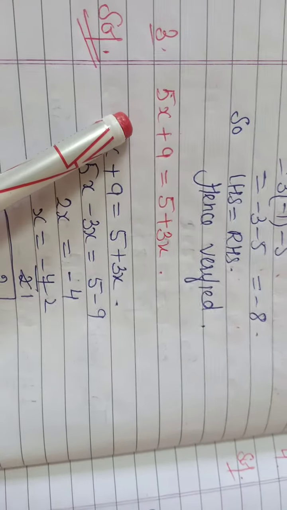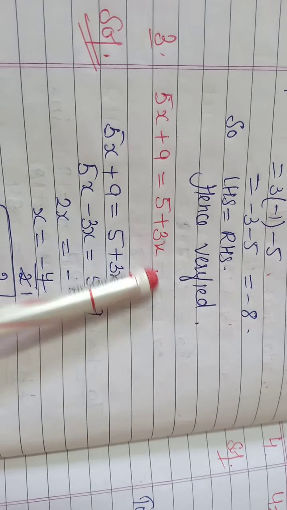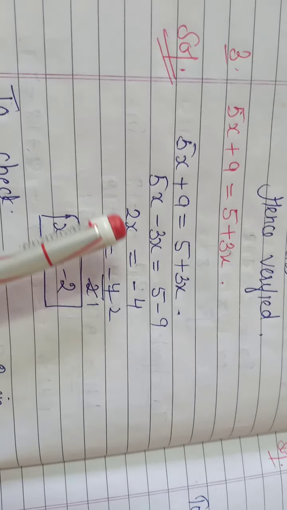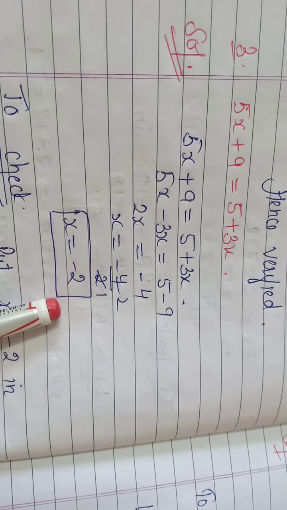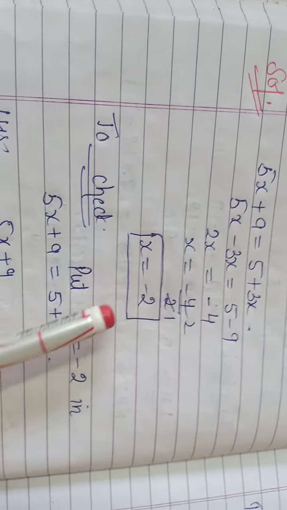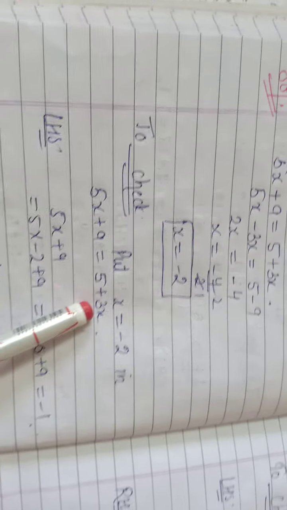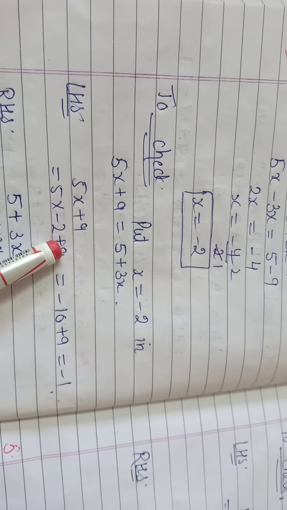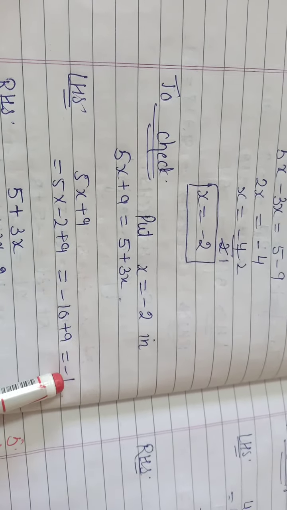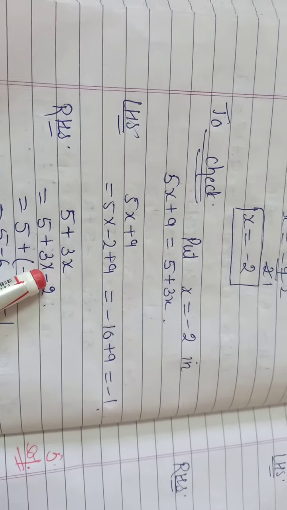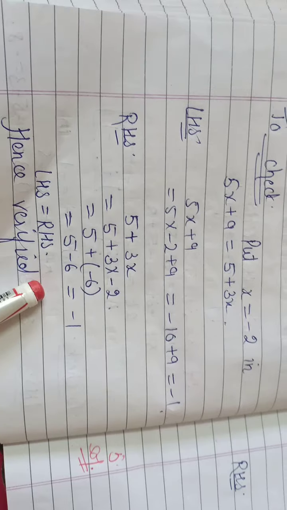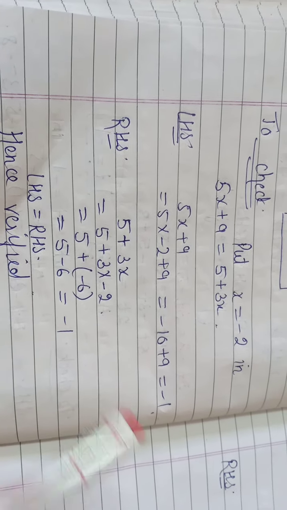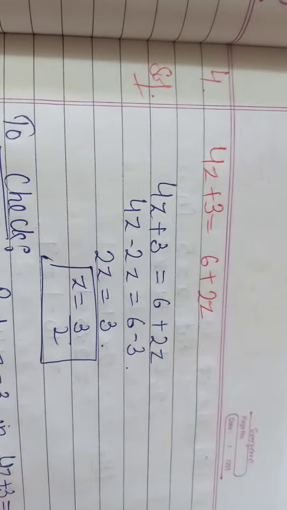So next question is 5x plus 9 is equal to 5 plus 3x. So variables are on one side and constants are on one side. So on solving we get x is equal to minus 2. So now check it by putting in the given equation. So put x is equal to minus 2 in left hand side. So we get minus 1. And also put into right hand side. So also we get minus 1. So left side is equal to right side. Hence it verified our answer.